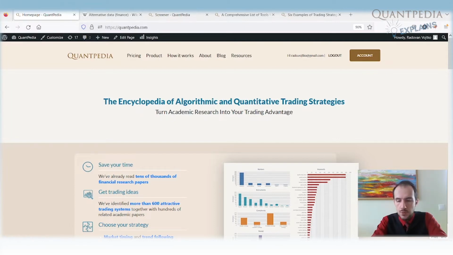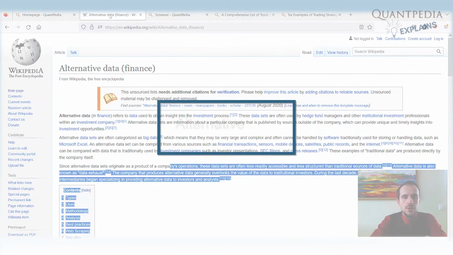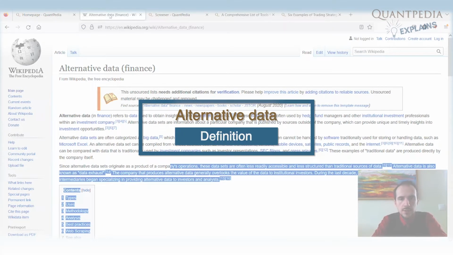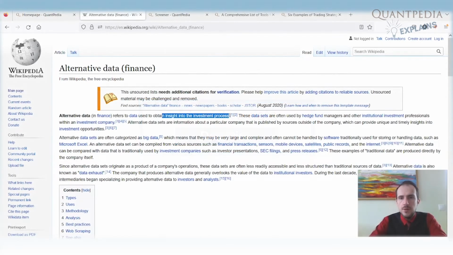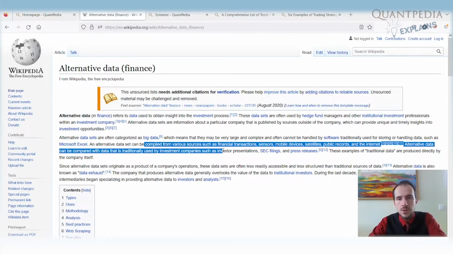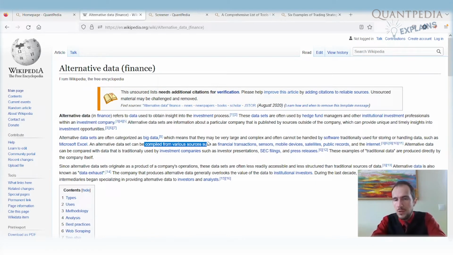But I would like to continue this topic because there are a lot of things that can be said on it. Very quickly, what are the alternative data, or what is the alternative data set in finance? Those are the data used in the investment process that are not classical fundamental data about company earnings and revenues, or classical prices of equities and stocks. They are usually compiled from various sources. It can be mobile devices, satellites, public records, scraping of the internet, SEC filings, press releases, etc. So there are hundreds and hundreds of data sets.